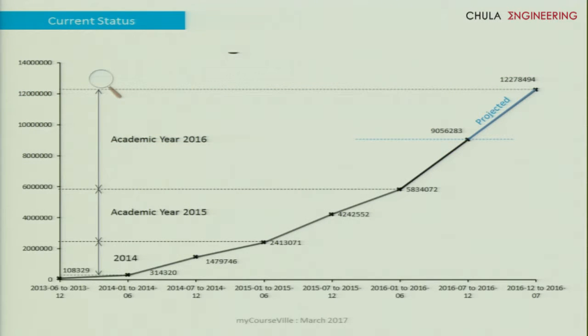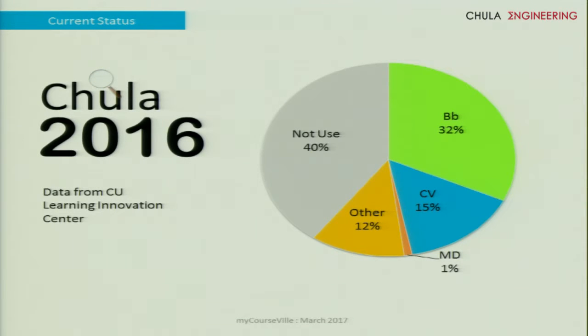So this is the growth of the usage of My CourseVille. Probably you will not have to care about the units of the numbers, but basically it continues to grow from a close-knit group of users, right? So the tendency is that it will keep going. In Chulalongkorn University, like I said, we have around 7,000 courses campus-wide. Unfortunately, the majority of the courses still don't report or use LMS systems.